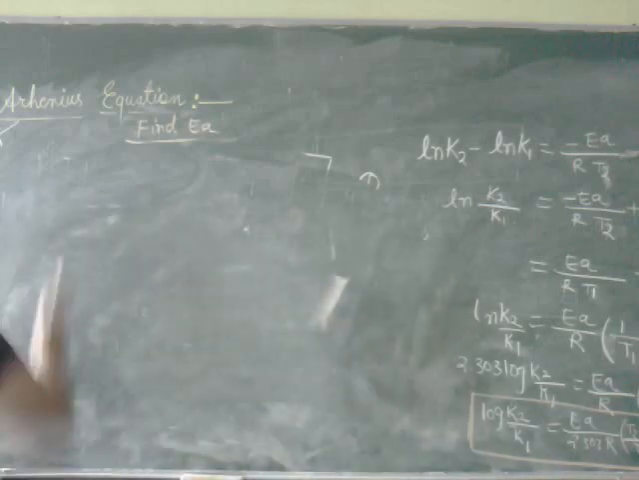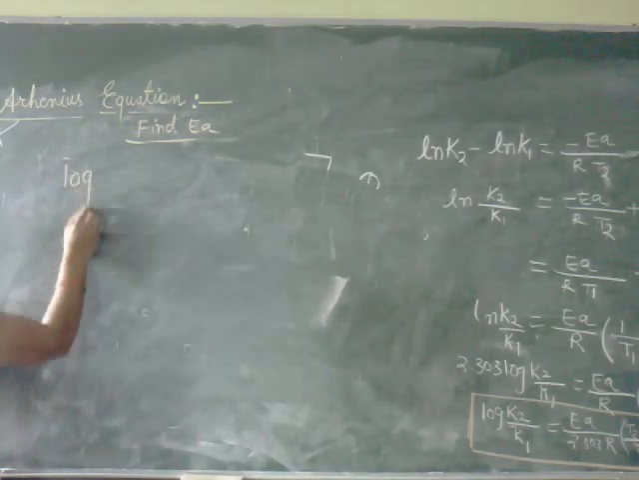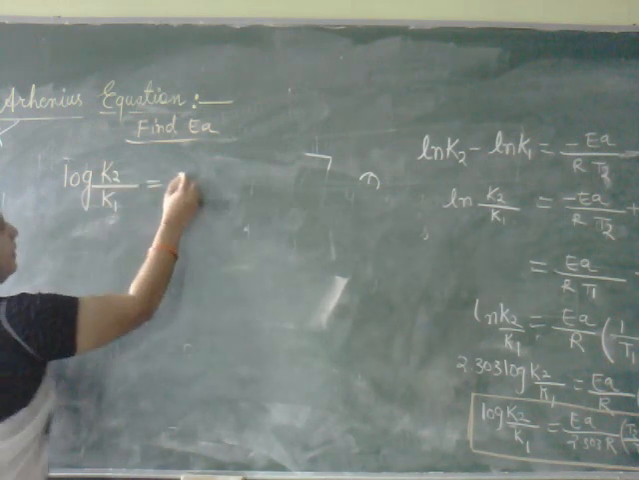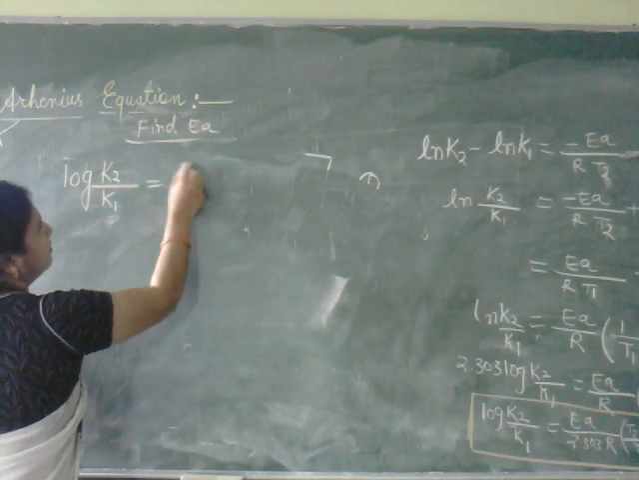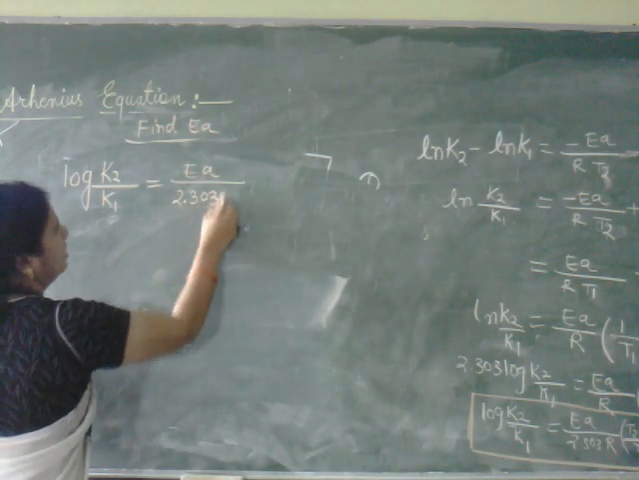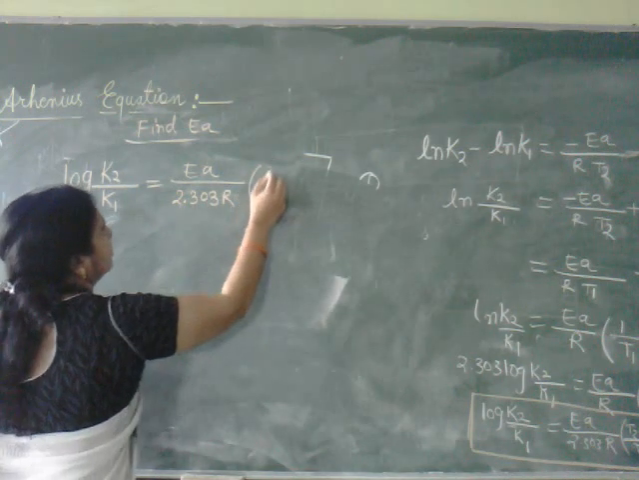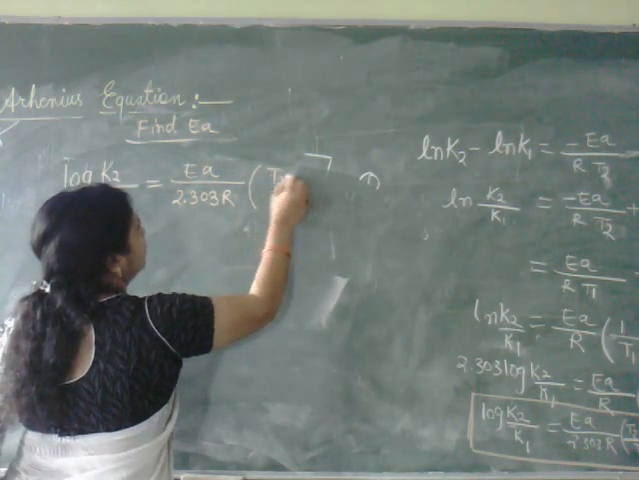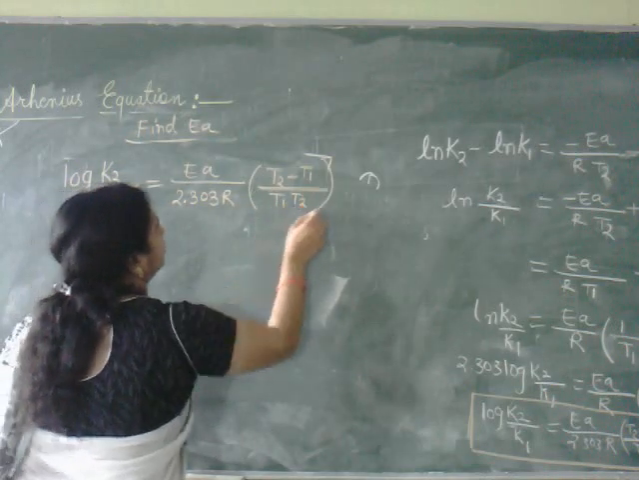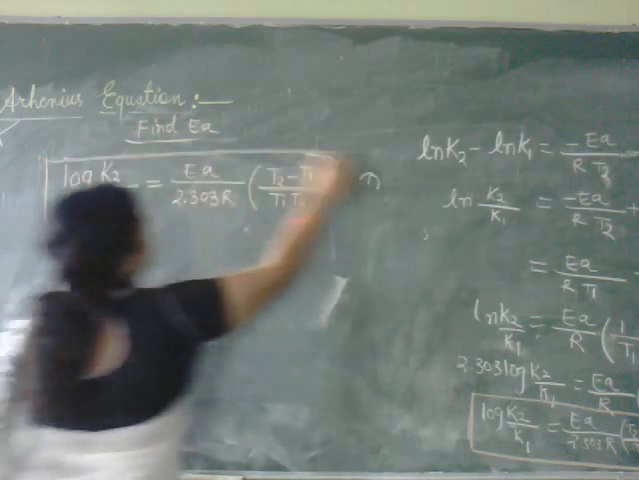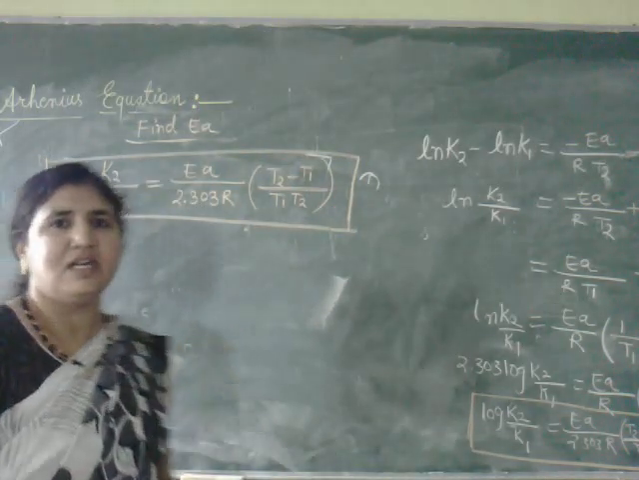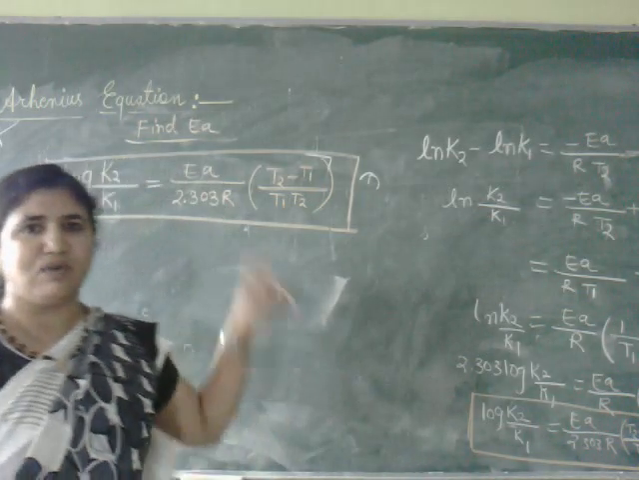So finally, what formula did we get here? Log K2 by K1 is equal to Ea by 2.303 R times T2 minus T1 divided by T1 T2. In theory they can ask questions based on this formula.